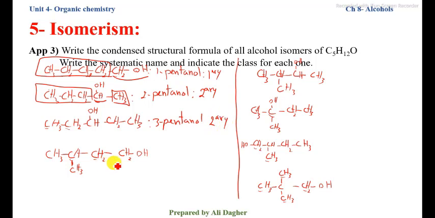The next one, 1, 2, 3, 4, the main chain formed of 4 carbons and has 1 alkyl group. It's 1-butanol, OH on carbon 1, and we have methyl on carbon 1, 2, 3, so 3-methyl-1-butanol.